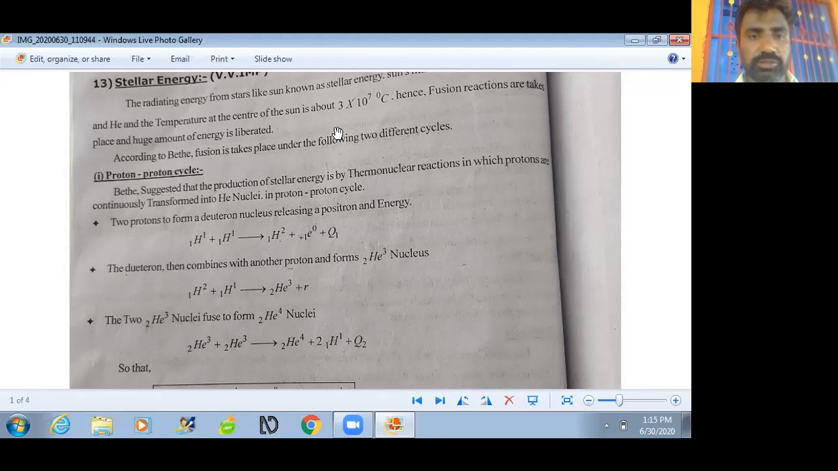Then the deuteron combines with one more proton and forms a 2He3 nucleus plus a gamma particle. Two such He3 nuclei are formed inside the core of the sun. Then these two He3 nuclei combine to form one helium nucleus plus two protons, and Q2 amount of energy is released in the proton-proton cycle.